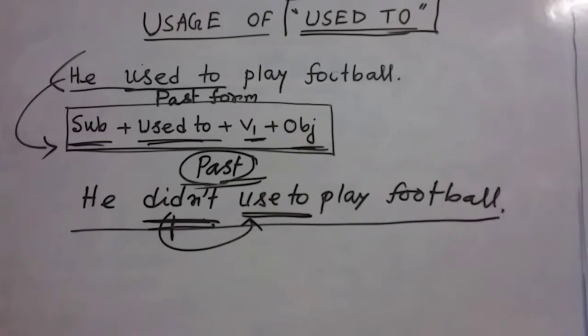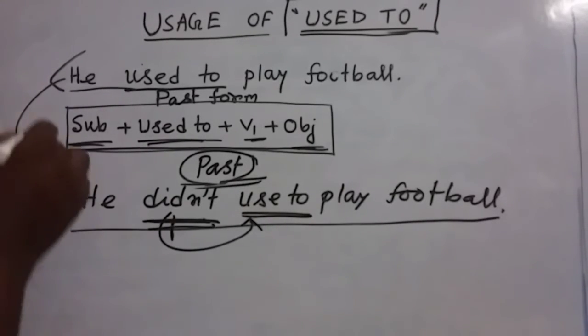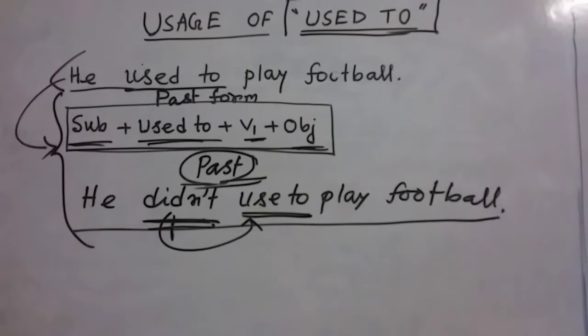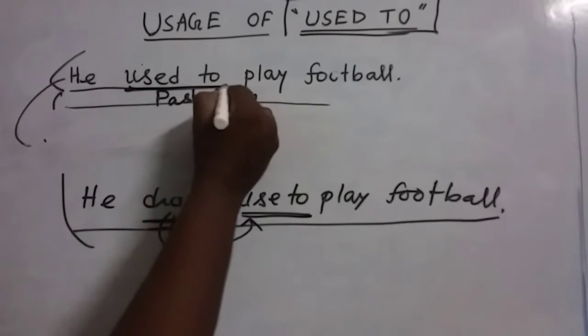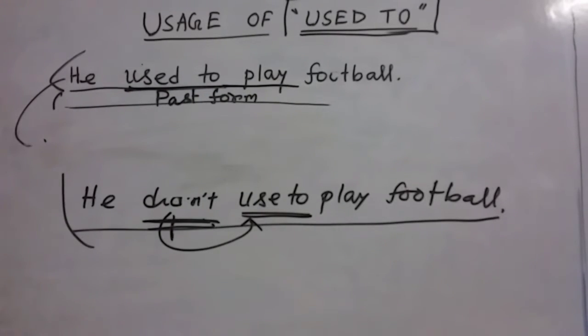Now the main thing is when to use this structure. My dear friends, I think you can understand the structure of these sentences. Now we have to know when to use this structure. We use this structure, that means "used to" then do something, to talk about an activity that we did regularly in the past time.